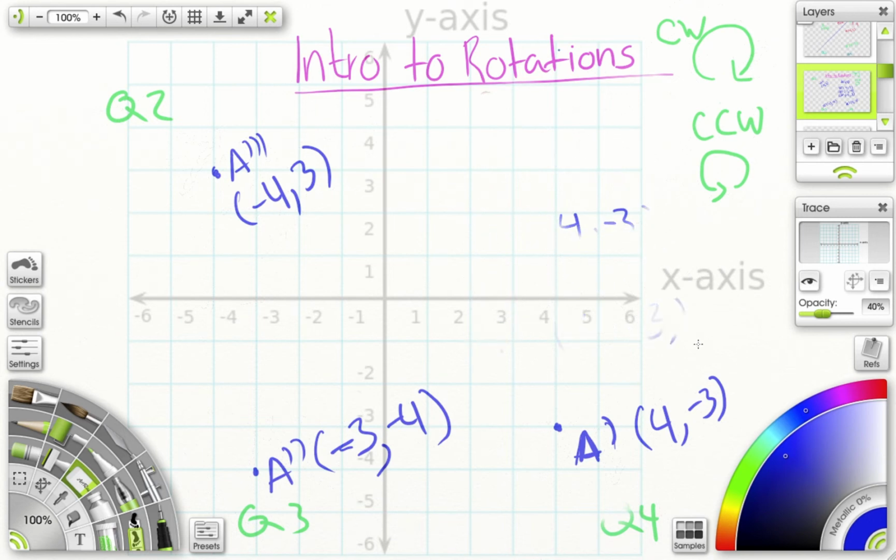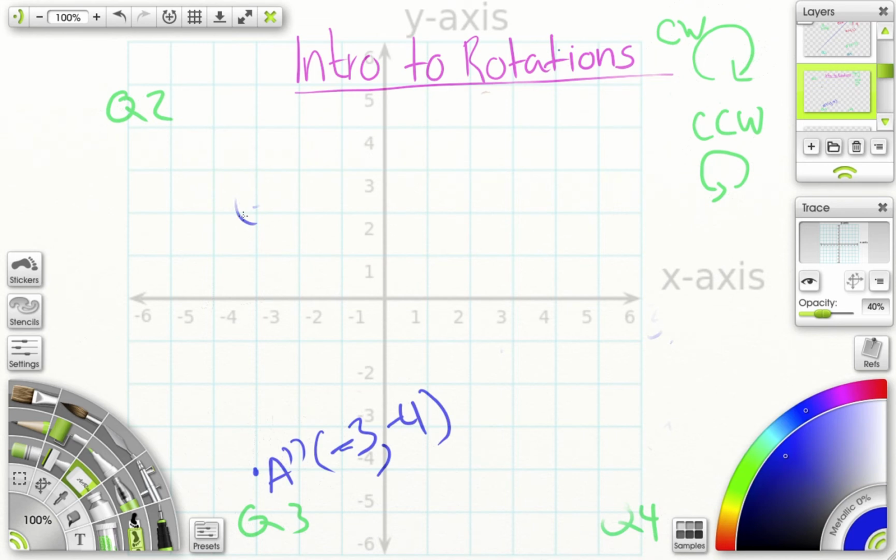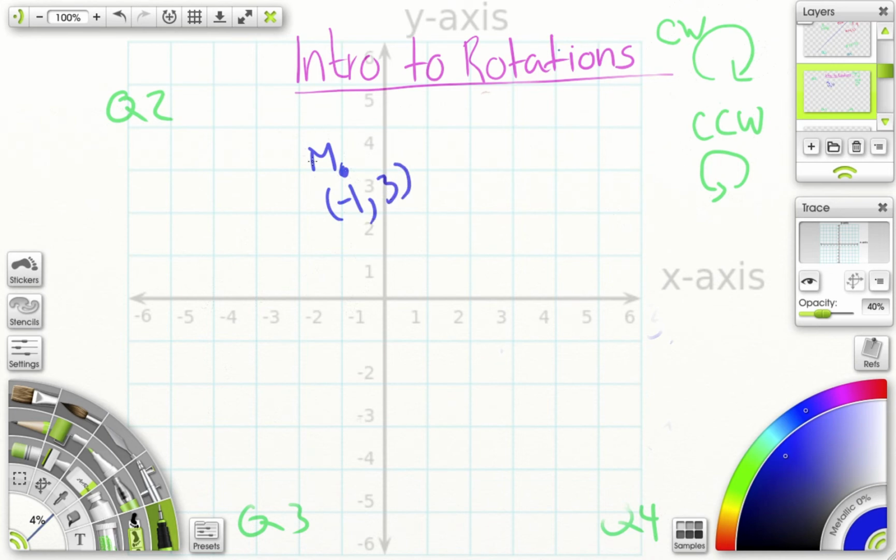So let's do a counterclockwise rotation this time. So we're going to be going in the opposite direction. So instead of going around this way, we're going to be going this way. Okay? So I'm going to start off in a different quadrant. So I'm going to do the point -1, 3. And this is going to be called point M. So point M is -1, 3. I know it's the original because it doesn't have that little prime symbol. I'm going counterclockwise, so it means I'm going in this direction. So if I'm going 90 degrees counterclockwise, I'm going to end up in this quadrant right here.